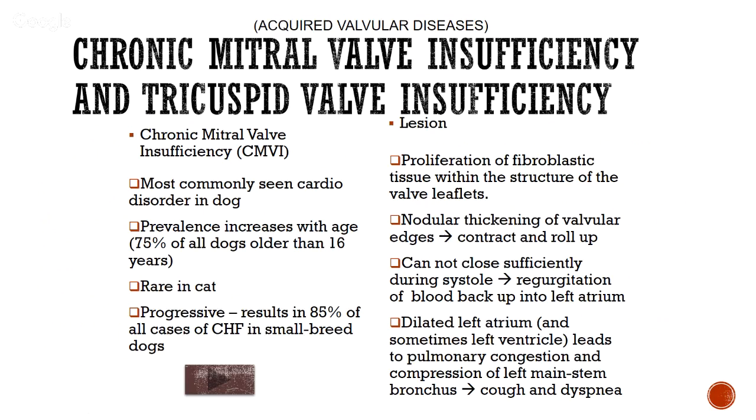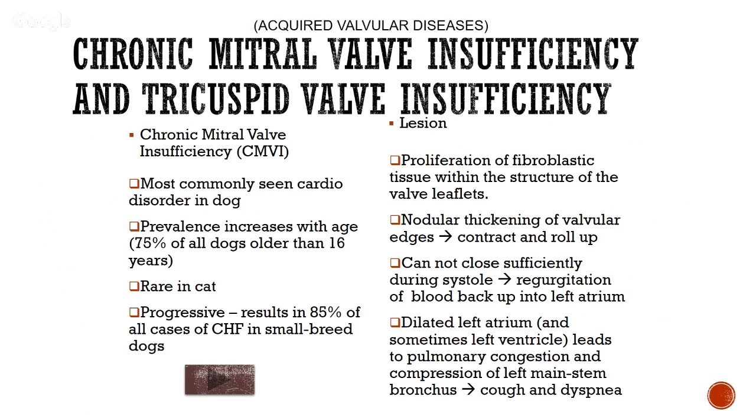So CMVI, or chronic mitral valve insufficiency, is the most commonly seen cardio disorder in dogs. Remember I said the most common cardiomyopathy in dogs is dilated cardiomyopathy. This is the most commonly seen cardio disorder. Prevalence increases with age. 75% of all dogs older than 16 years have CMVI. It's rare in cats. It is progressive. So once they have it, it results in 85% of all cases of congestive heart failure in small breed dogs.